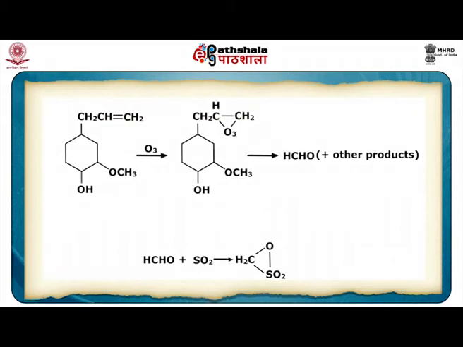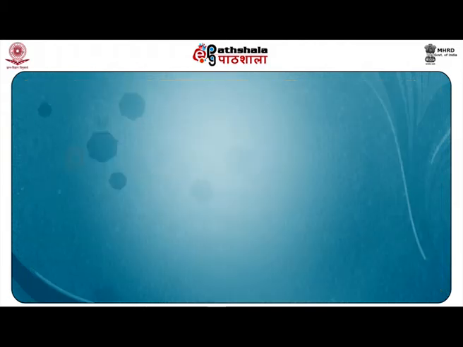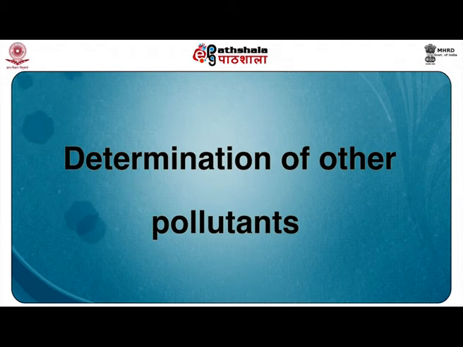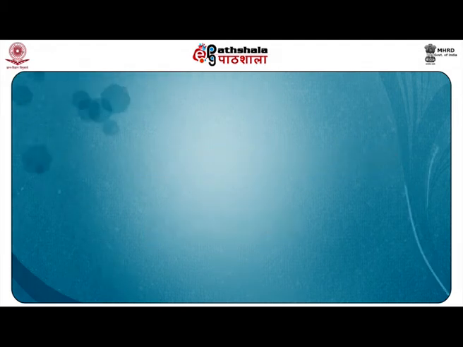There is also a rapid, reliable, and specific method for ozone determination. In this method, eugenol is used as a reagent that would cleave to yield formaldehyde quantitatively. The final product is determined spectrophotometrically by using pararosaniline hydrochloride. Now, how can we determine other pollutants, because there are other pollutants which are also present in our atmosphere?